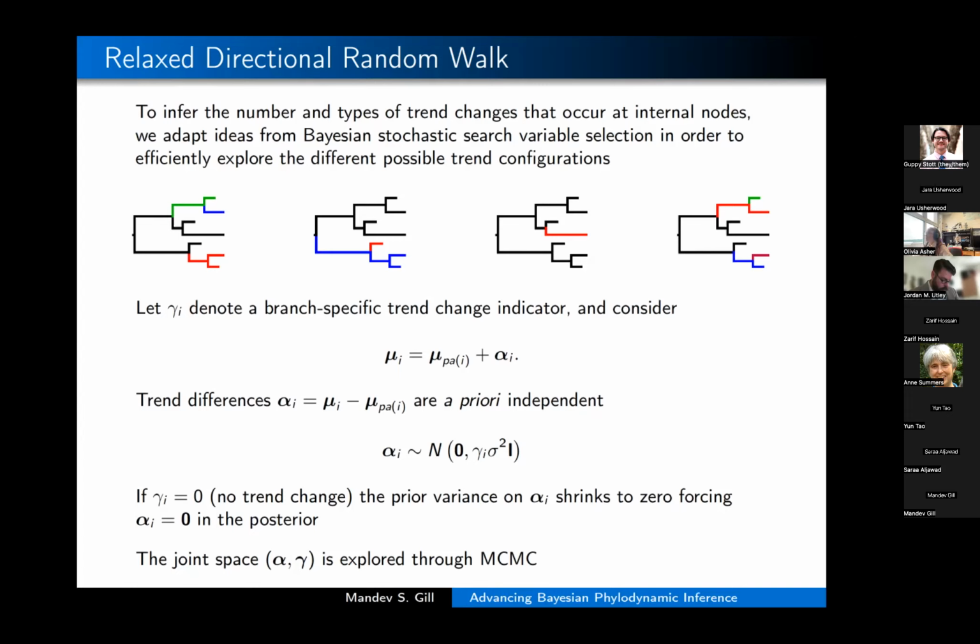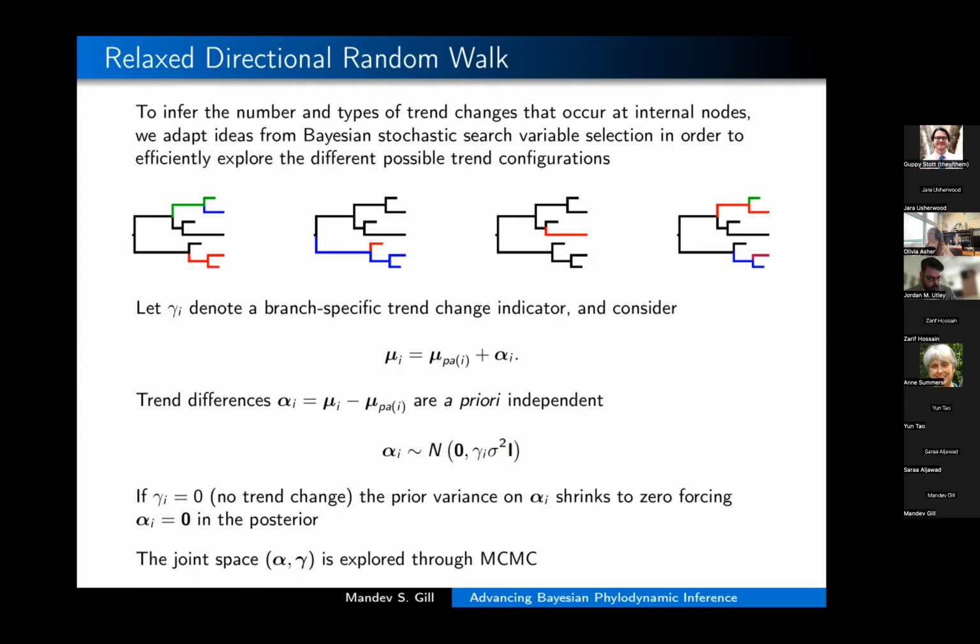So here we can let gamma I denote a branch-specific trend change indicator. So it's equal to 1 if a trend change occurs for that particular branch, and equal to 0 if no change occurs. The trend for a given branch then is equal to the trend assumed by the parent branch plus a trend difference, alpha I.